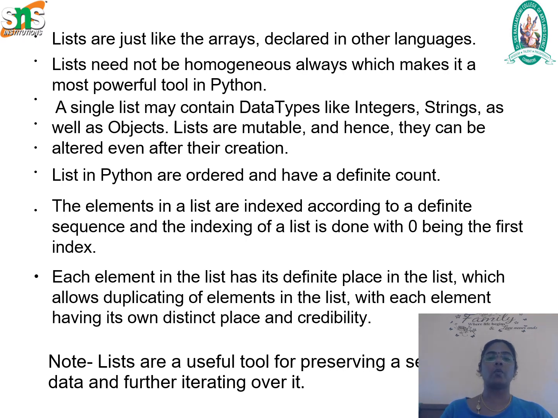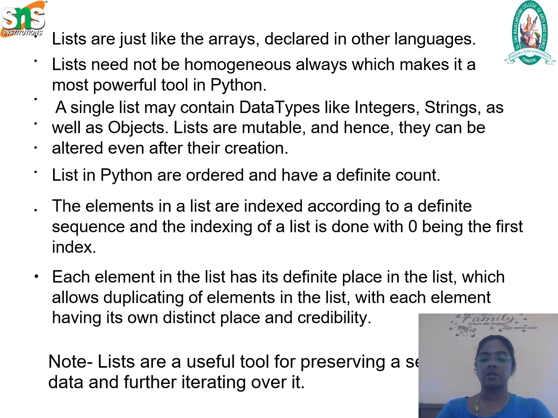Once the elements in the list are indexed, the indexing starts with 0. While we have 5 elements in the list, it starts with 0 and ends with 4. So 0 is the beginning index and 4 is the ending index. Each element in the list has its own definite place in the list. We can access the elements in the list with the help of the index value or the position of the element. It allows duplicate elements.